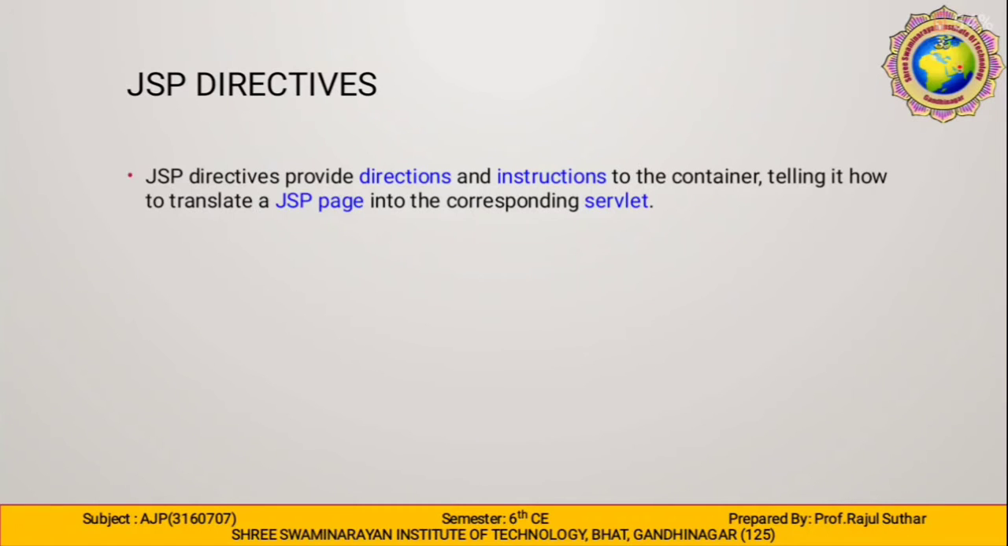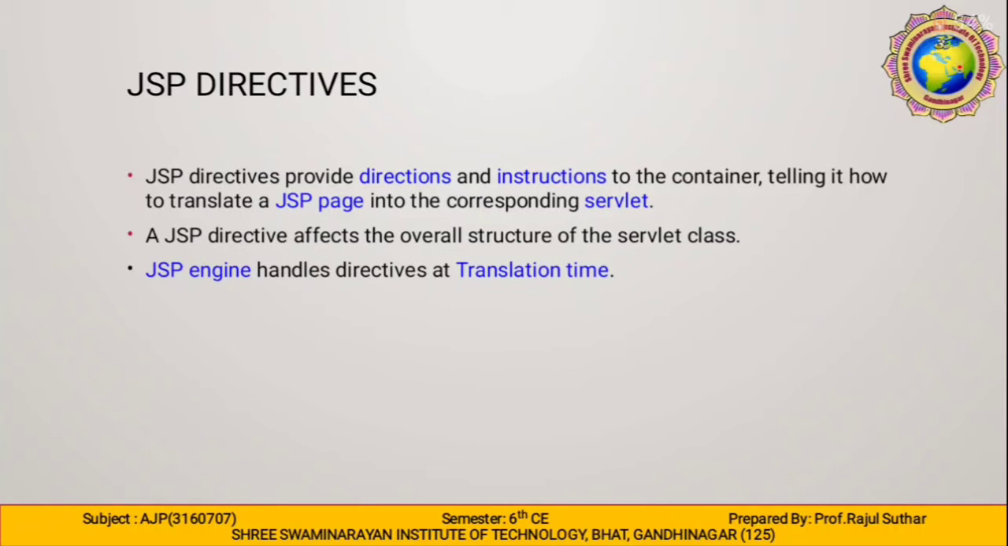Let me discuss. A JSP directive provides directions and instructions to the container, telling it how to translate the JSP page into the corresponding servlet. A JSP directive affects the overall structure of the servlet class. The JSP engine handles the directives at translation time. There are two types of directive: first, the page directive, and second, the include directive.